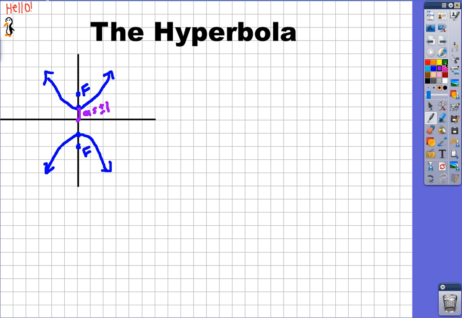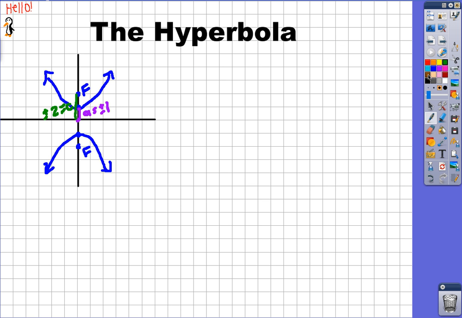Then, the second value we can see from this graph is the value of C. C is the distance from the center to the foci. And in this case, you can see it's plus and minus 2. Up 2 for positive, down 2 for negative. So we've got those two values.